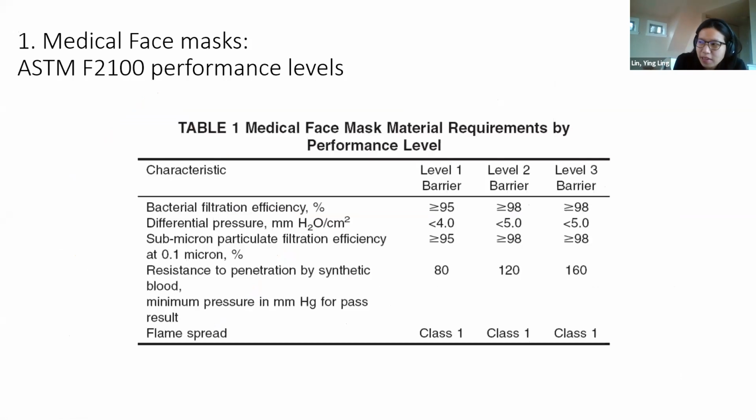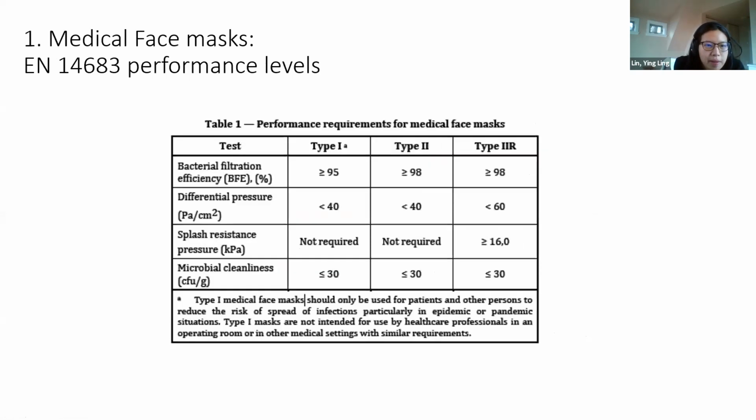So in terms of the American standard, this is really coming out of the ASTM standard. This is the table that you'll see. And this is what will tell you all the different parameters which categorize it into pass-fail for each level. And the European standard is similar. You'll notice that actually type 1 is, according to the standard, for patients during pandemic, epidemic situations. So we at WHO accept type 2 and type 2R for healthcare workers.